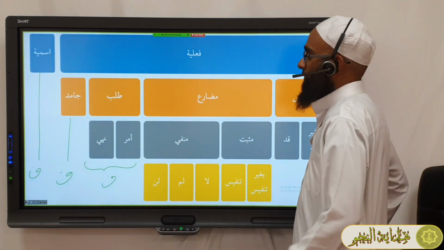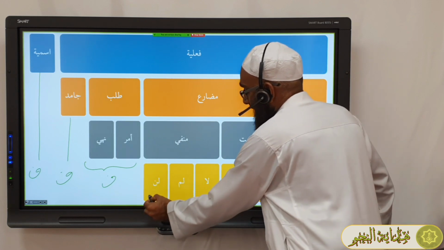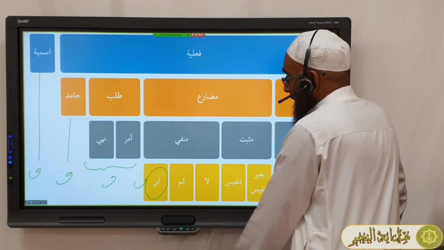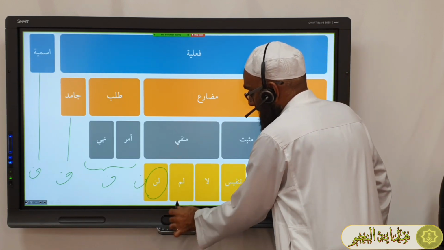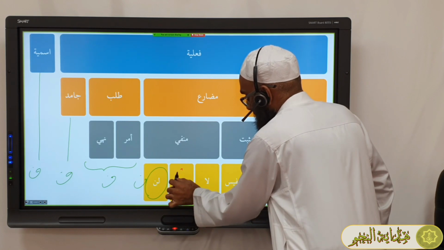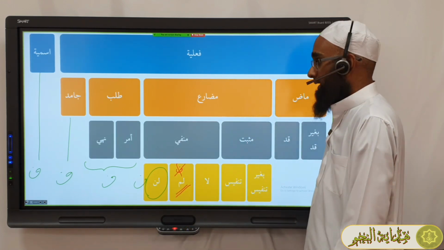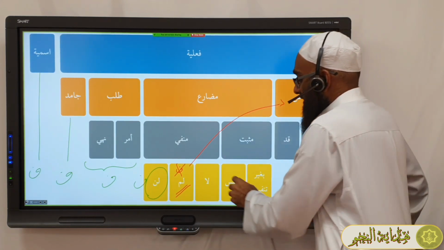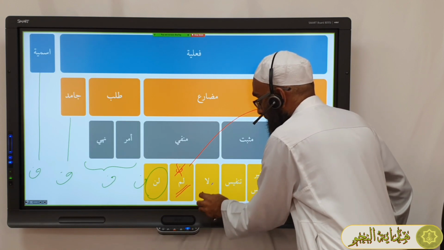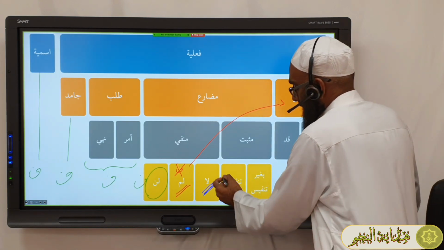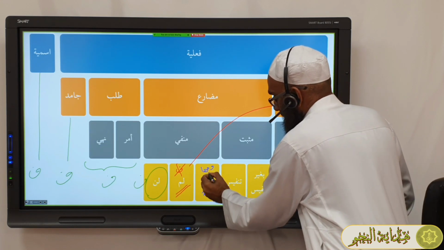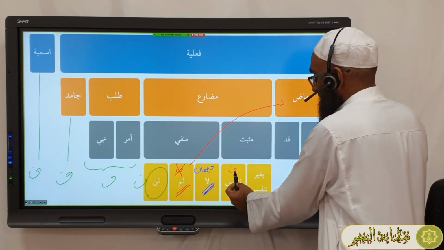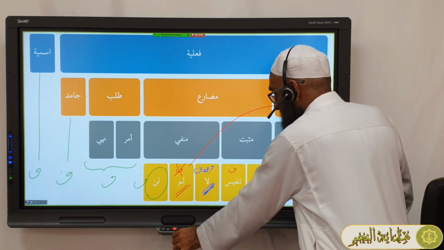If it's manfi with lan, you must have a fa. Now when it's manfi with lam, what happens? You can't have a fa, because it is now madhi. So this moves over to the madhi category, and therefore there's no fa. If you have mudari manfi with la, what do you have? Choice, wajhan. Harfu tanfis, you must have a fa. If it's fi'l mudari with harfu tanfis, you must have a fa. And if it's without tanfis, then wajhan.